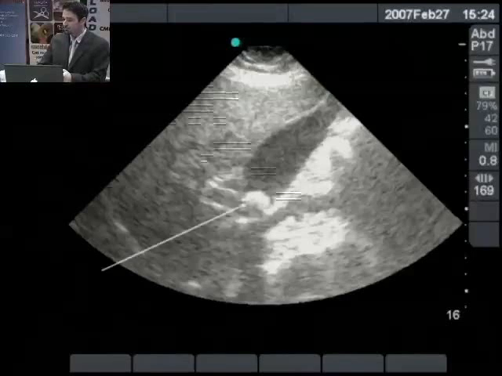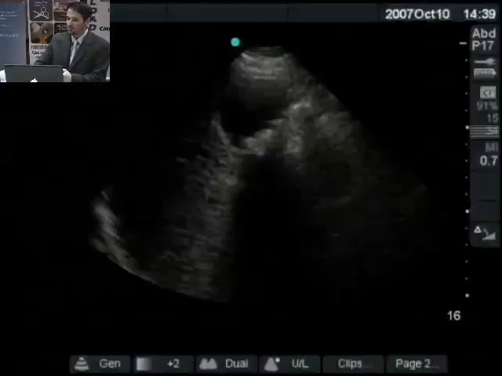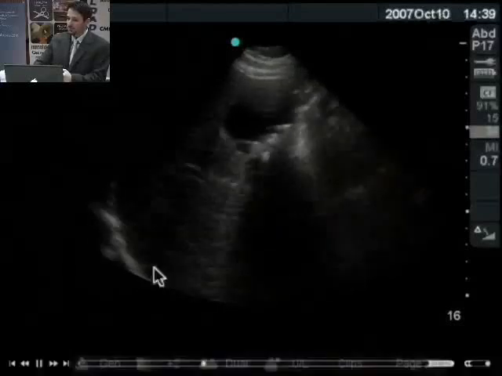Here's a still image just showing a gallstone lodged near the neck of the gallbladder. So the fundus of the gallbladder is up here. This is headed towards the cystic duct, and this gallstone is casting a dense shadow here. So it's clearly a white structure within the lumen of the gallbladder. It's casting a black shadow. That you can call a gallstone.